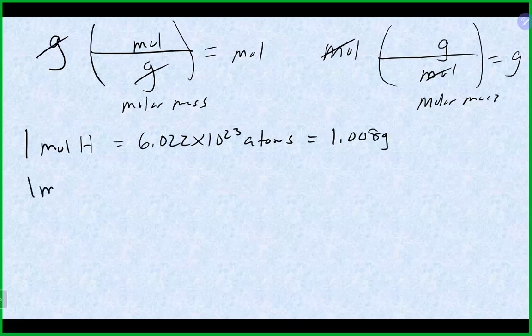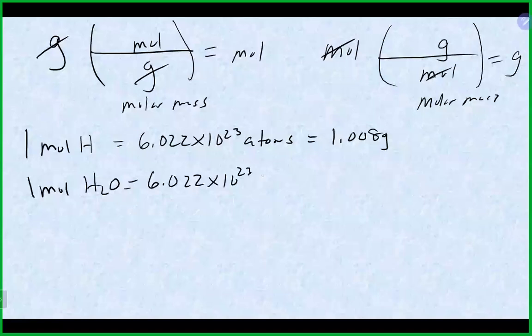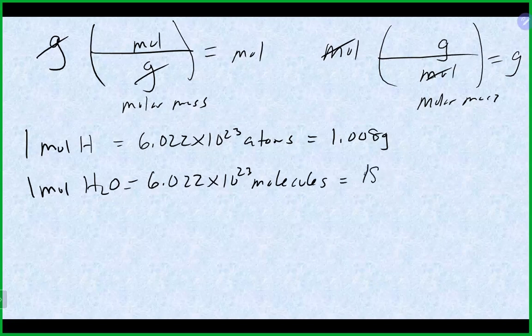Same thing if you had 1 mole of water, that would have 6.022 times 10 to the 23 molecules of water. And that many molecules of water would represent 18.02 grams of water. So they are related to each other.